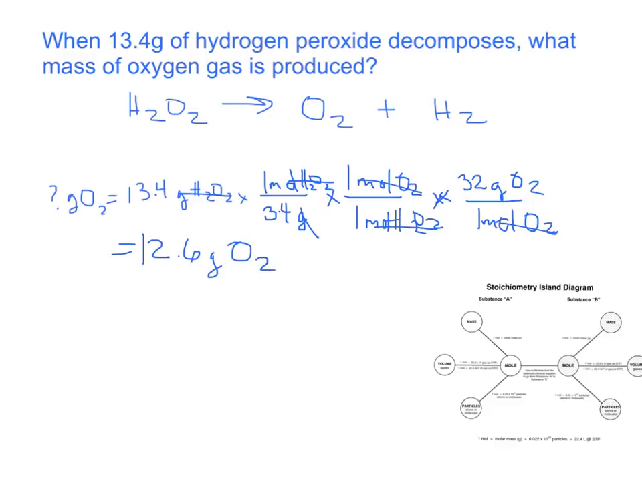So if you decomposed that given mass of hydrogen peroxide, 13.4 grams, we could expect 12.6 grams of oxygen to come out the other side of the process. Let's look at another problem.